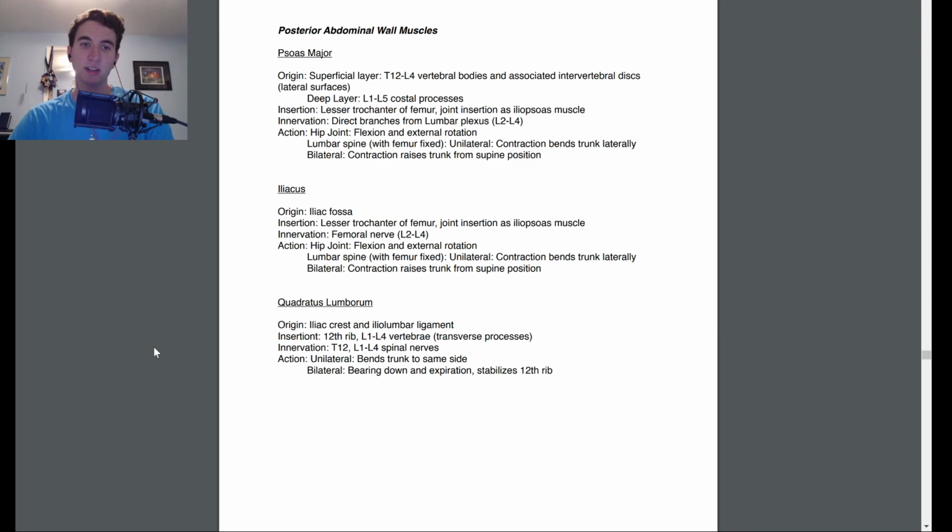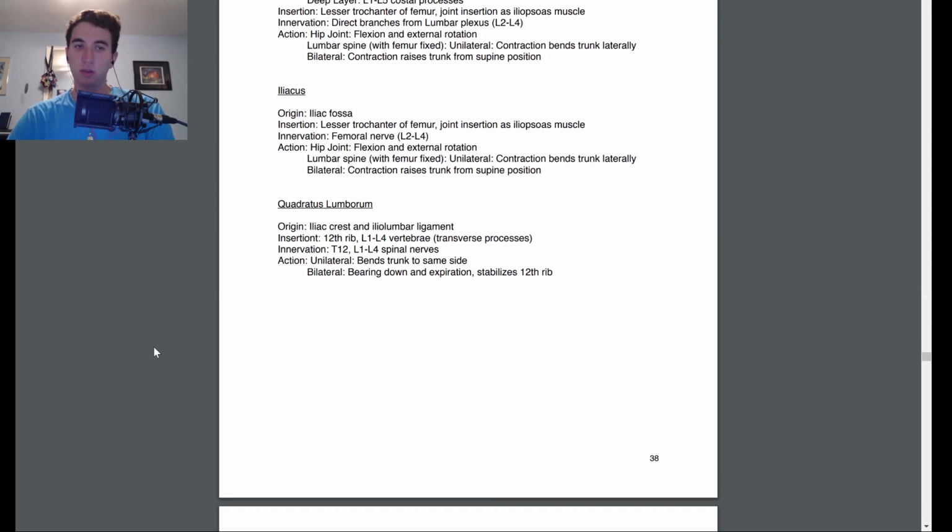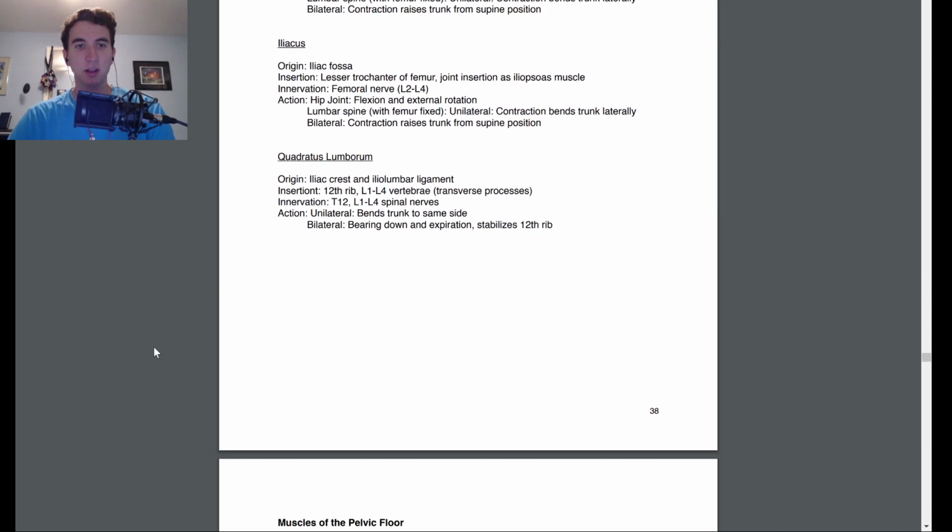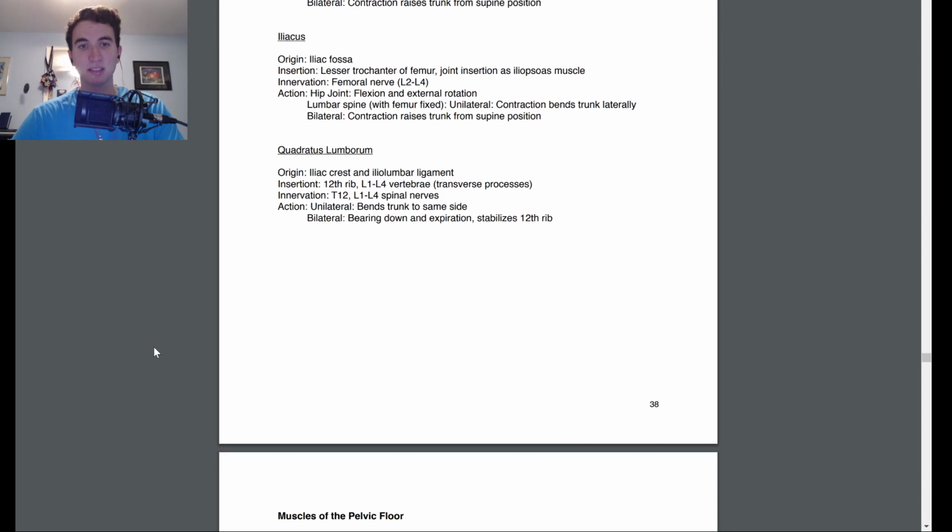Then we have the quadratus lumborum. The origin is the iliac crest and the iliolumbar ligament. Insertion is the 12th rib and L1 to L4 vertebrae, the transverse processes. Innervation is caused by T12, L1, and L1 to L4 spinal nerves. And then the actions, unilaterally, it bends the trunk to the same side, and bilaterally, bearing down and expiration stabilizes the 12th rib as well.